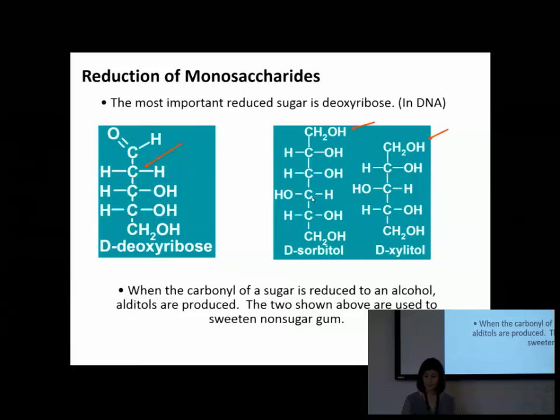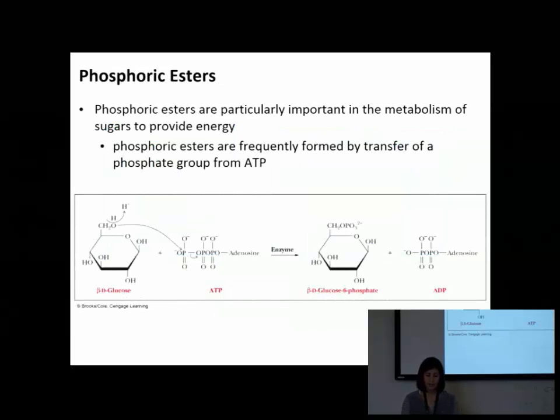And so we've reduced those carbon number ones. Okay, what we're going to see is that we can oxidize, we can reduce these sugars, and we can actually add groups to them. So the first reaction that happens to a glucose when it enters the cell is that we pop a phosphate onto it.